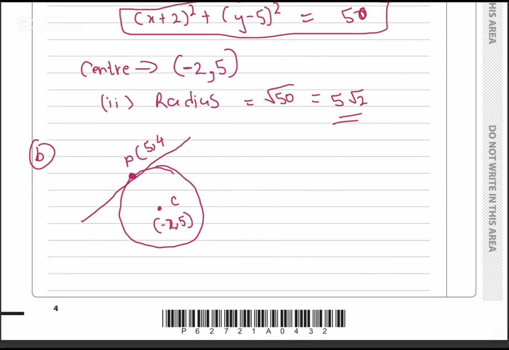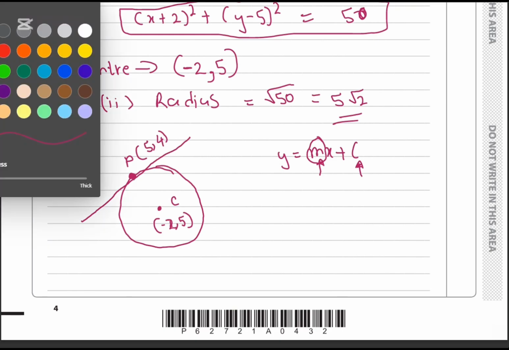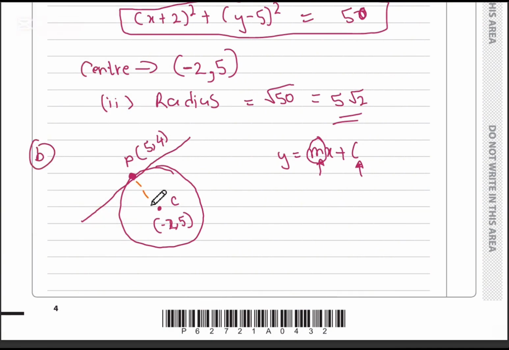The tangent is a straight line, guys, so the equation of any straight line we know is in the form y equals mx plus c, and our goal should be to find this particular m value and c, right? So first I'd be finding this m value, the gradient of the tangent. To find the gradient of the tangent, I'd first find the gradient of this radius line over here.